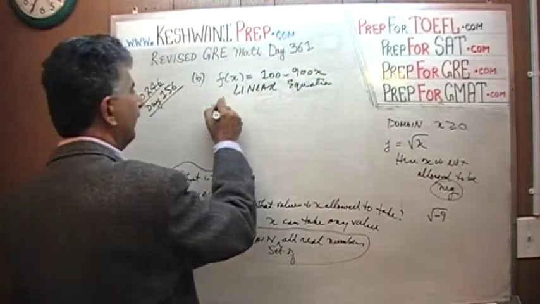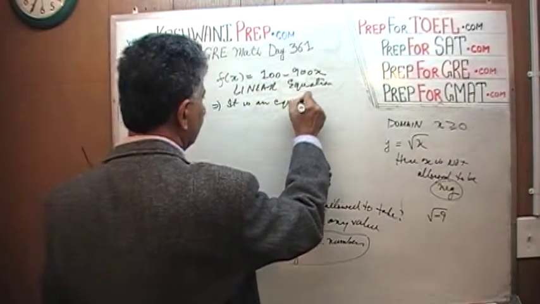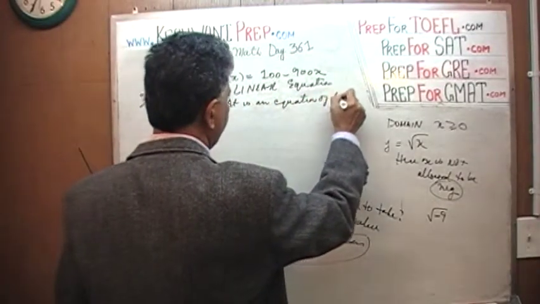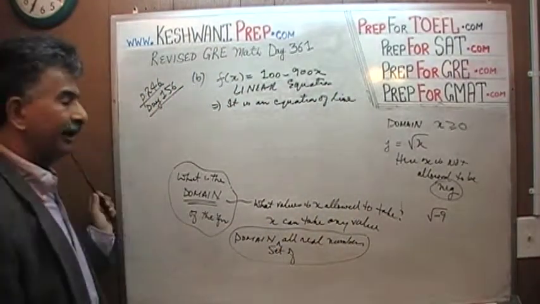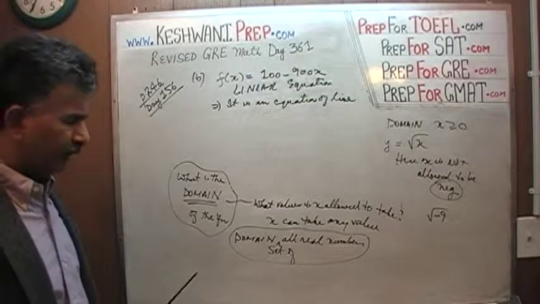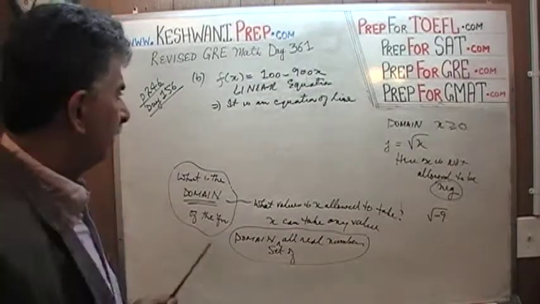It tells us that it is an equation of a line, a straight line. Let's write this in a standard form. The equation of a line, written in slope-intercept form, looks like this.